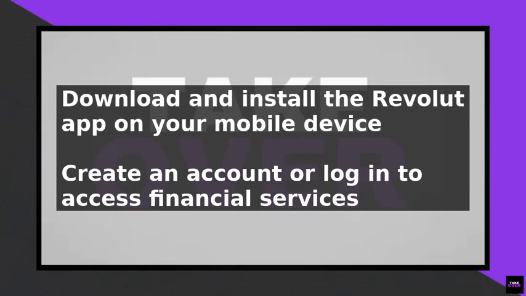To invest in stocks on Revolut, you first need to download and install the Revolut app on your mobile device. Once you have the app, create an account or log in if you already have one. Revolut offers a range of financial services, including a feature that allows you to buy and sell stocks. To access the stock feature, navigate to the Investments tab within the app.